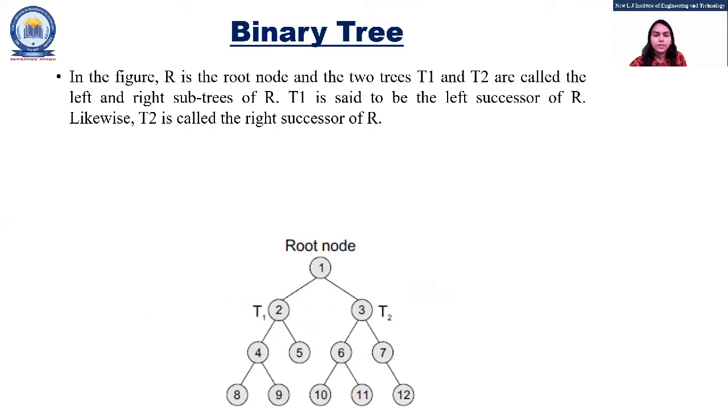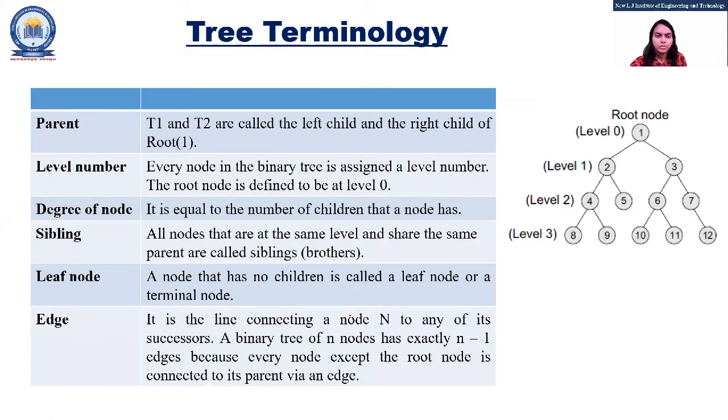So let's see in this figure, R is the root node, and then there are T1 and T2. T1 is the left subtree and T2 is the right subtree, right? So T1 is the left successor of the root node and T2 is the right successor of the root node.